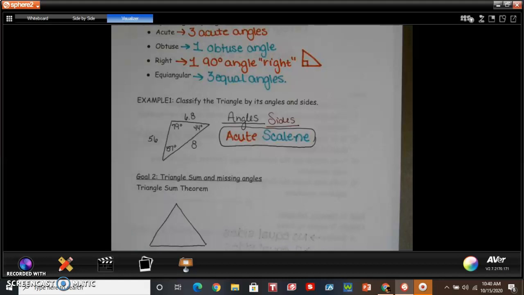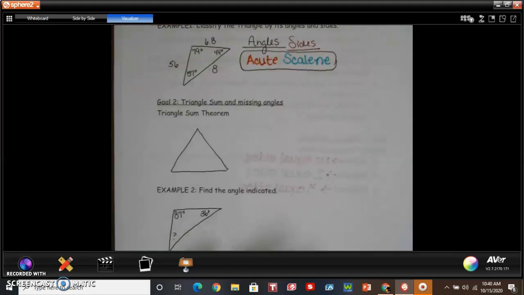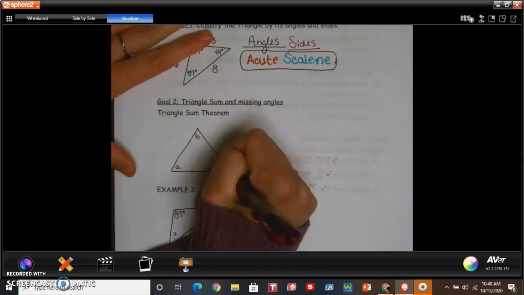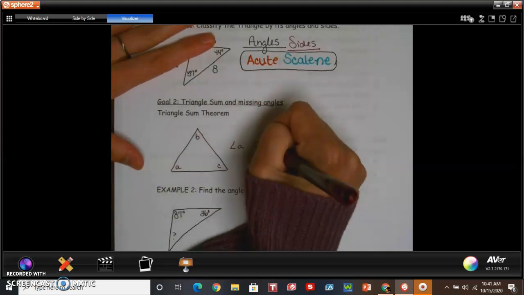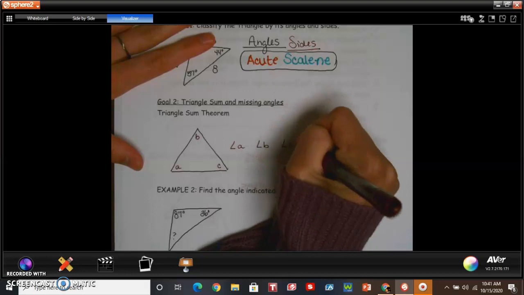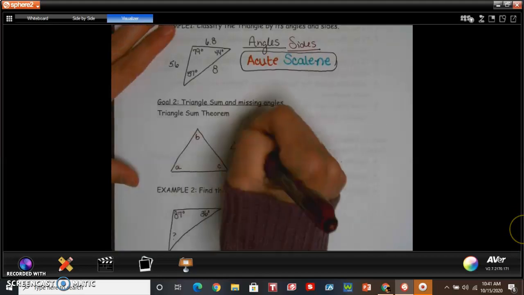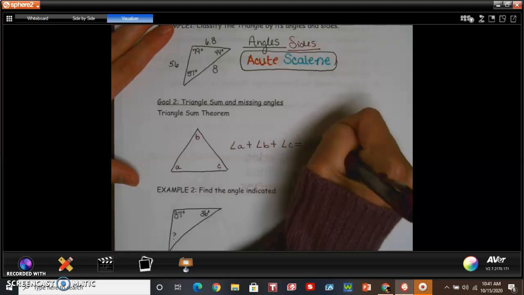All right, goal 2. The triangle sum and missing angle measures. So what exactly is our triangle sum? So the triangle sum is talking about what happens inside our triangle. So inside this triangle, we have angle A, angle B, and angle C. And our triangle sum theorem tells us something very special about these three angles. That no matter what they are, if they're inside a triangle, they're always going to add to equal 180 degrees.